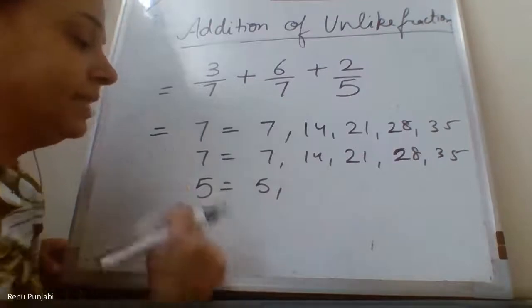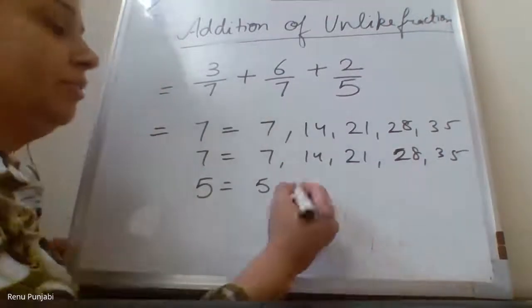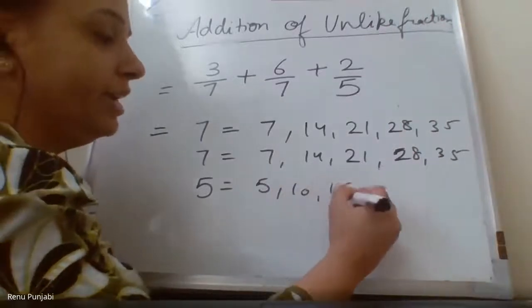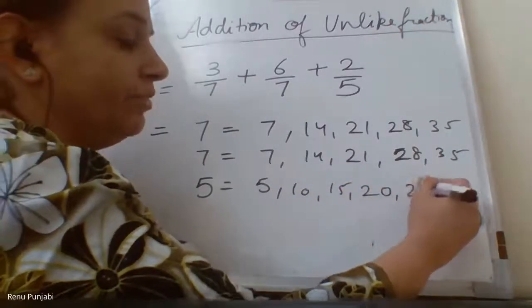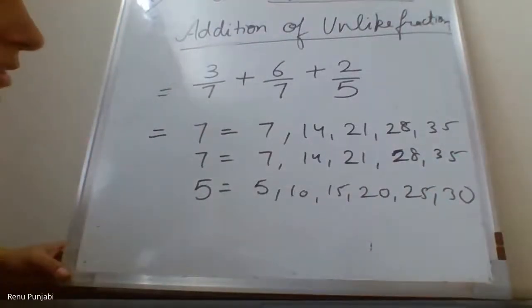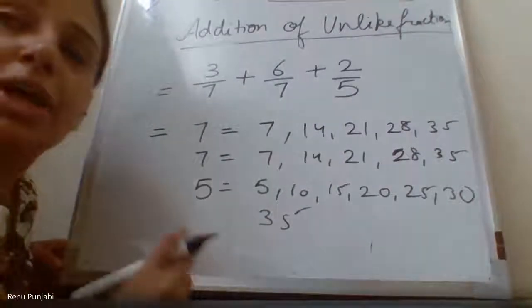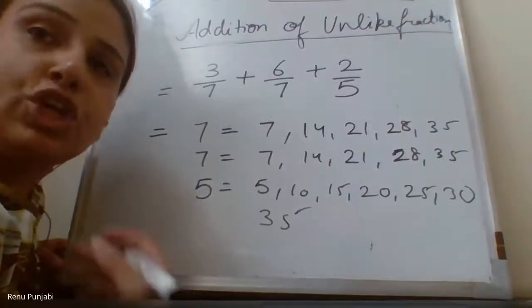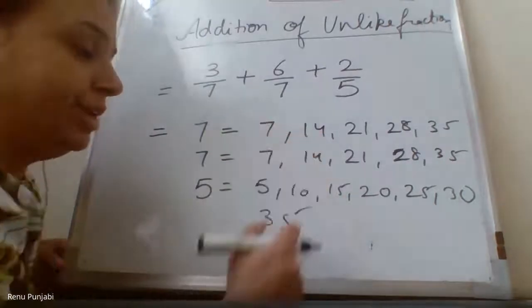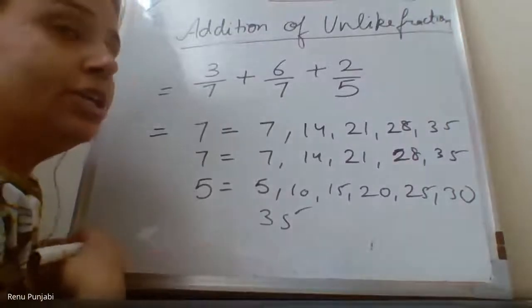When you are writing the multiples, you are writing the table of that number. 5 twos are 10, 5 threes are 15, 5 fours are 20, 5 fives are 25, 5 sixes are 30, and 5 sevens are 35. Now I want to check which number is the least common multiple in all the three. It means the first common multiple in all the three numbers.